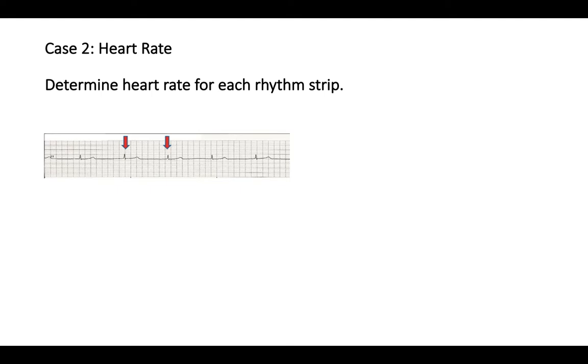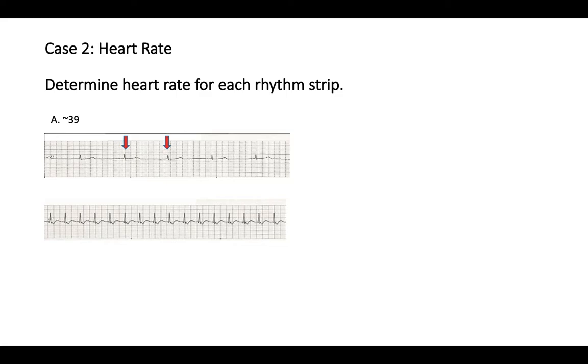So looking at the first rhythm strip, if we count the large boxes in between, it looks to be just less than 8 squares, so we get a heart rate of approximately 39. The next one here is much faster. We'll place our arrows and count, and we get a little bit more than 2 boxes. This rate is about 140 beats per minute.